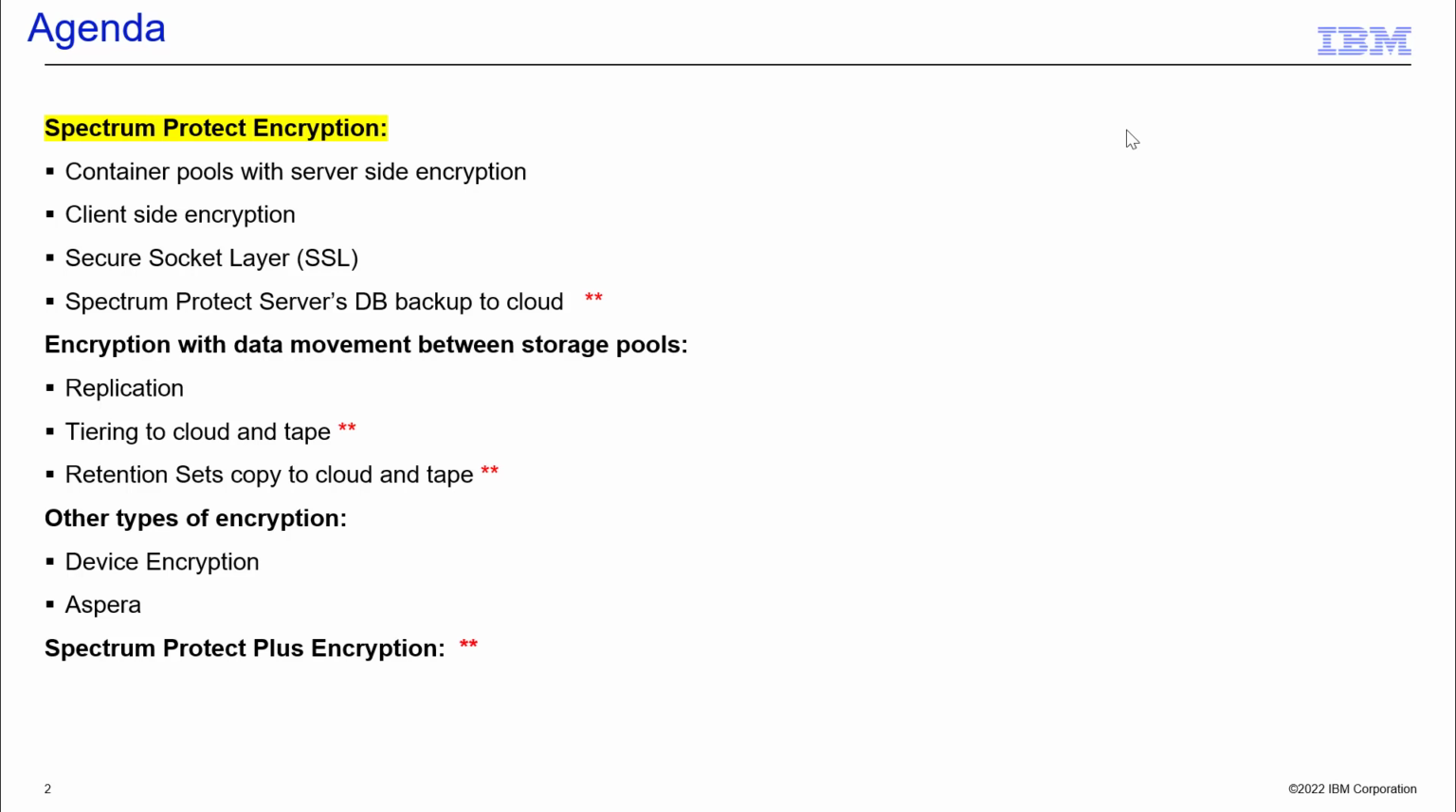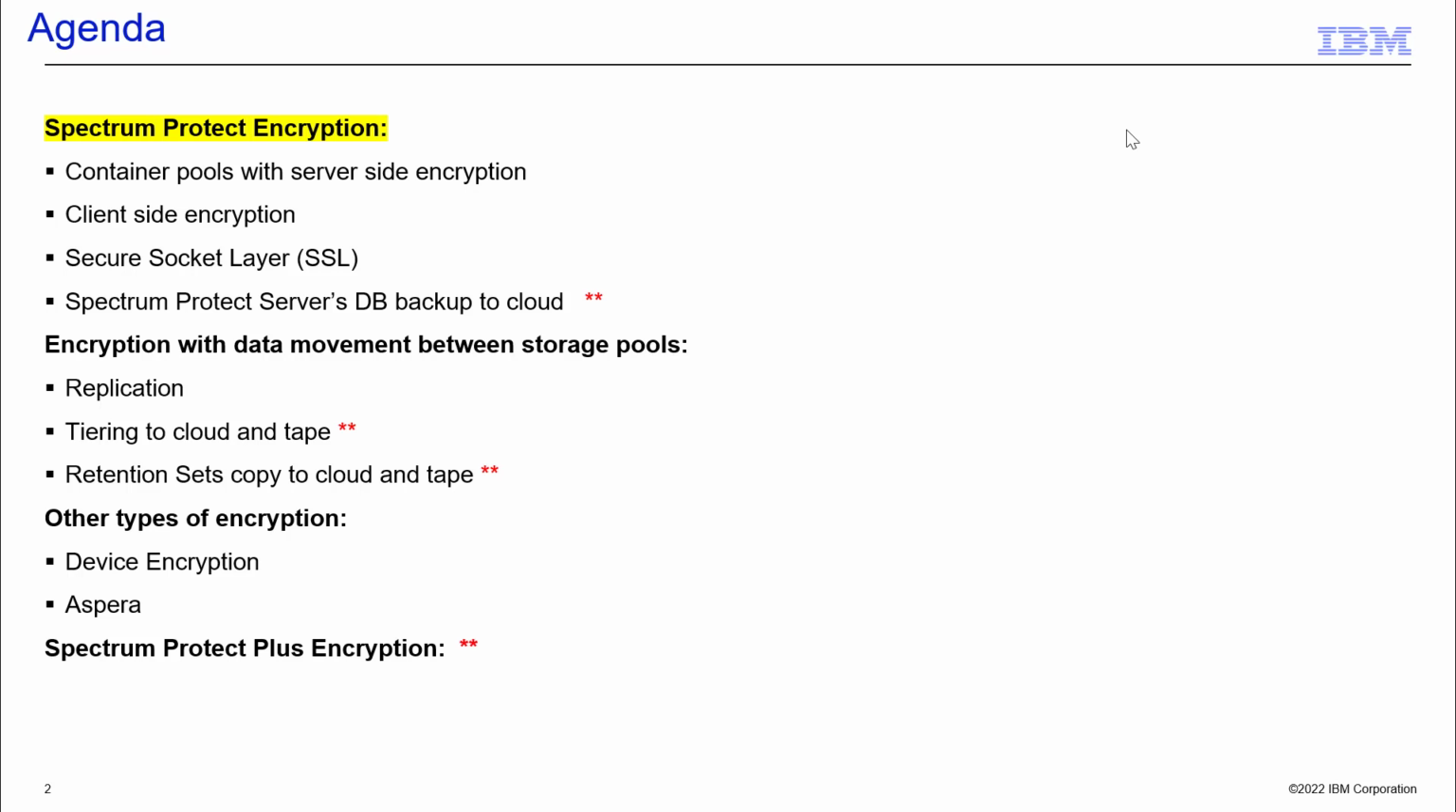In this presentation, we're going to start by looking at the Spectrum Protect built-in encryption. That'll be the container storage pools with the server-side encryption, as well as the client-side encryption. We'll look at SSL for both communication and data transfer, and then finally Spectrum Protect server database backups.